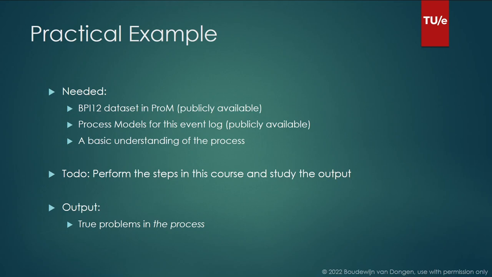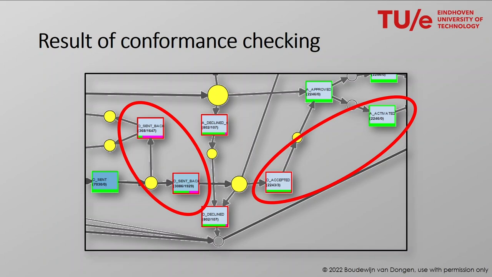We have process models. Those we made ourselves based on discussions with that bank, but I made them. So these are Petri nets, they were not discovered, I made them by hand. And we basically understand the process, right? It's a loan application process that we talked about already for some time. And if you then do alignments in ProM, this is what you get. I highlighted two problems here.